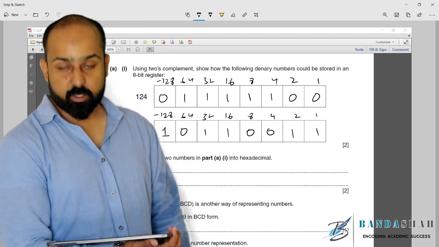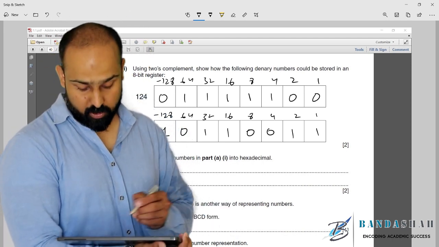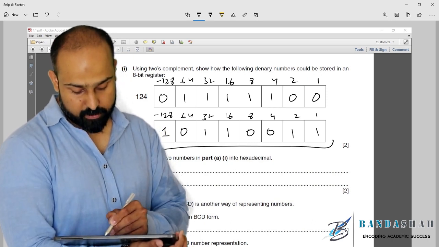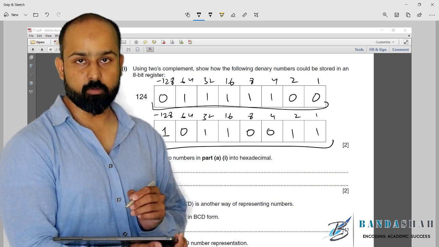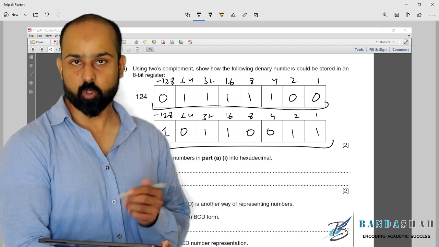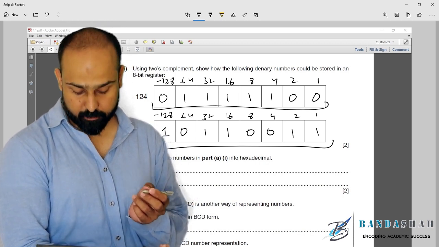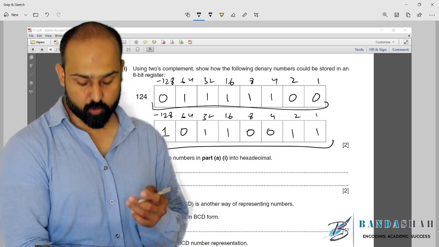Convert these two numbers into hexadecimal. You can do that by simply converting this and this, making pairs of 4 and 4. You know how to convert a binary value into hexadecimal, hopefully. Otherwise, you can go to O-levels and have a look.